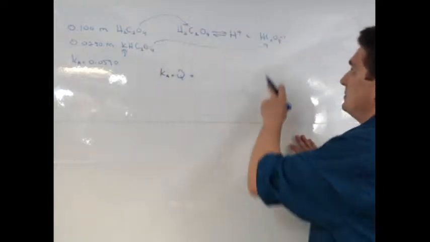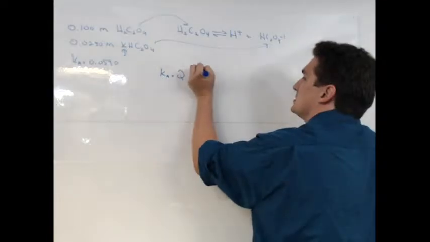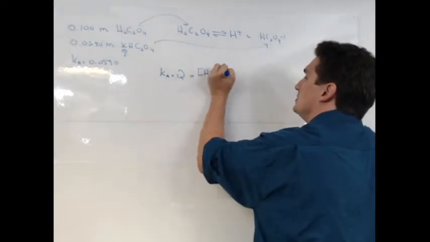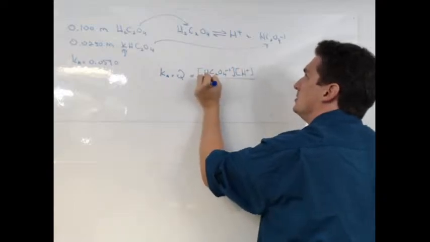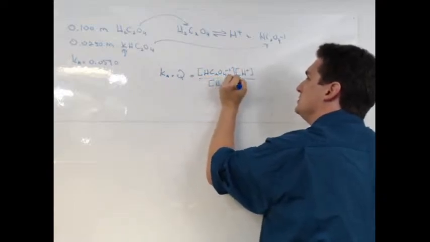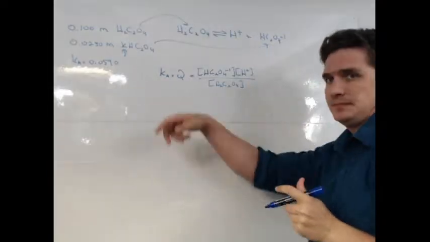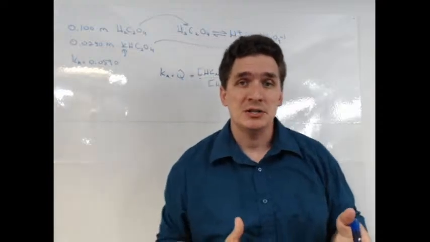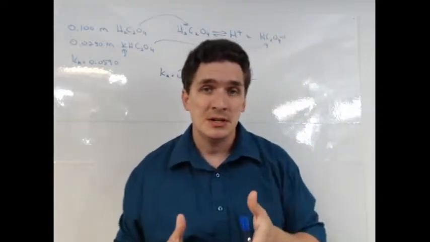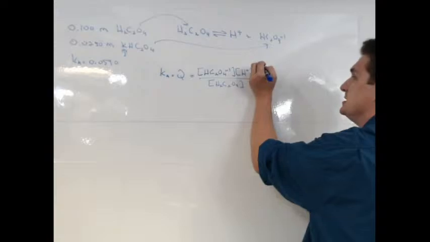So in this case, everything is aq. So Q is the concentration of HC2O4 minus 1 and H plus all over H2C2O4. Now, this is the equilibrium concentration. So if we are looking for an equilibrium concentration, every concentration here is at equilibrium.